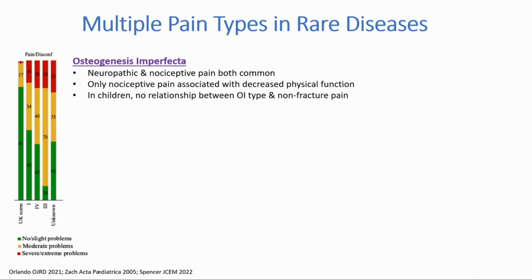So I mentioned before that fracture pain can be associated with multiple pain types, both neuropathic and nociceptive pain. And this is an important feature of OI and other disorders as well. Studies have shown that both neuropathic and nociceptive pain are common in patients with OI. However, only nociceptive pain is associated with decreased physical function. Interestingly, in children, there's no relationship between the type of OI that someone has and the amount of non-fracture pain that they have. And we think this is likely explained by neuropathic pain, which isn't always correlated with how much disease someone has in their skeleton.